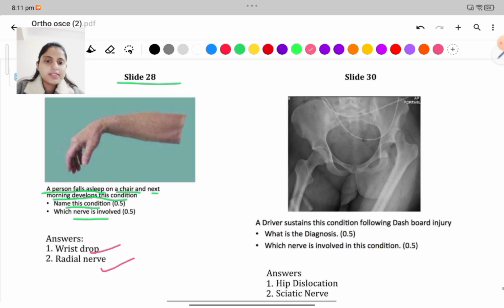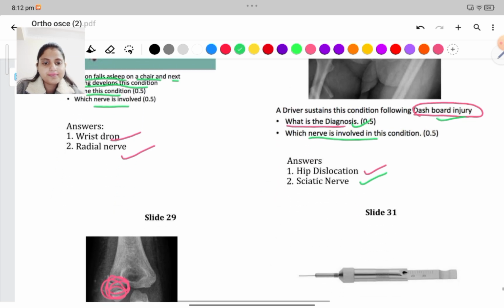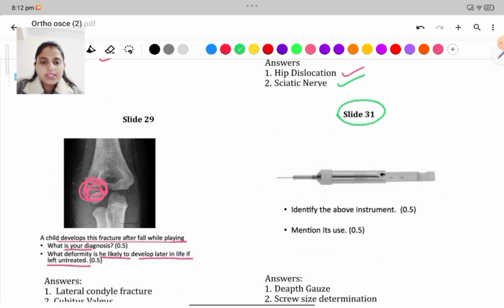Question number 30. A driver sustains this condition following dashboard injury. What is the diagnosis? Here we can see there is dislocation. So this is the hip dislocation. Most likely this is the posterior dislocation of the hip, as in dashboard injury. In the posterior dislocation of the hip, mostly the sciatic nerve is injured. So which nerve is involved in this condition? Sciatic nerve.